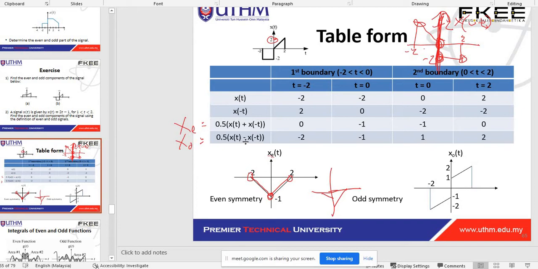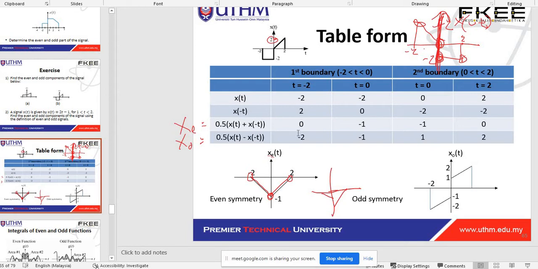Next, we go to the x odd. X odd is xt minus x minus t, and then divide by 2. Okay. So similarly, you have minus 2 minus 2. So it's a minus 4. Minus 4 divided by 2 is minus 2 lah. Then minus 2 minus 0, you get minus 2 divided by 2, you get minus 1. And then this one, 0 minus minus 2, so you get positive 2 divided by 2, you get 1. 2 minus minus 2, so you get 4 divided by 2, you get 2 also.